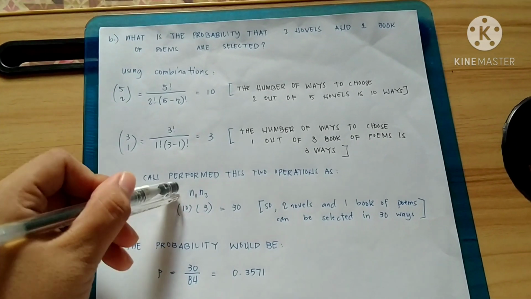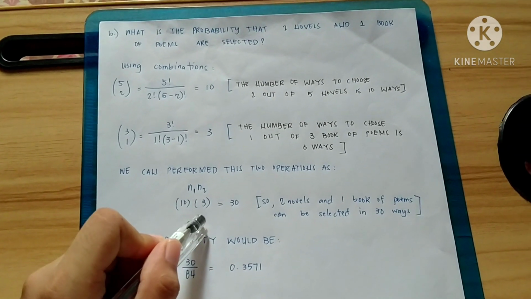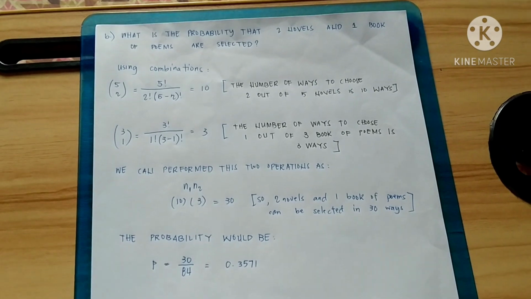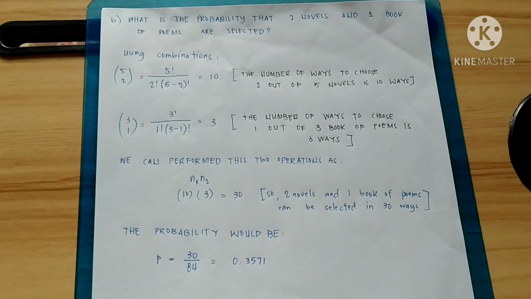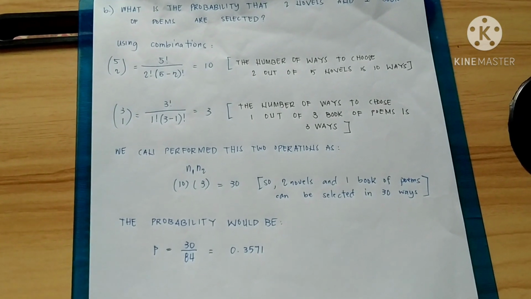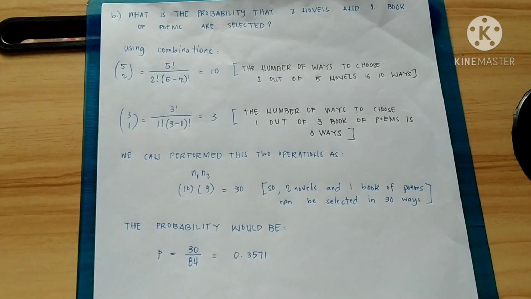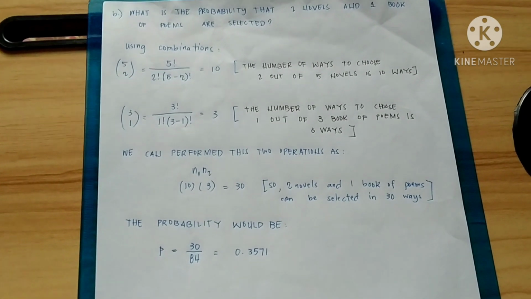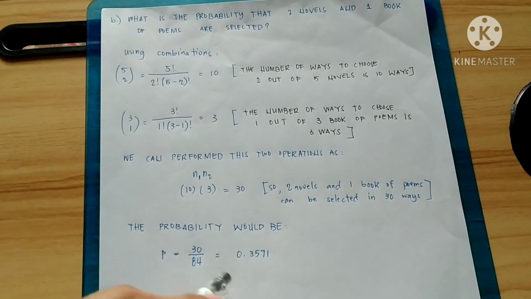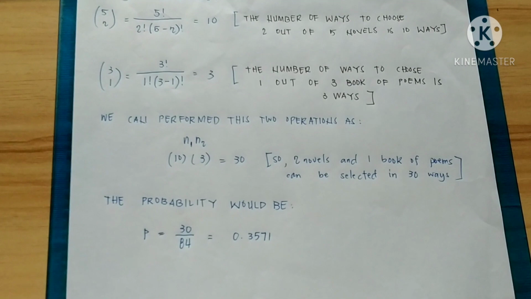So we have 10 multiplied by 3. That will be equal to 30. So 2 novels and 1 book of poems can be selected in 30 ways. So the probability of choosing 2 novels and 1 book of poems is 30 all over 84, we get 0.3571. So that's the probability.